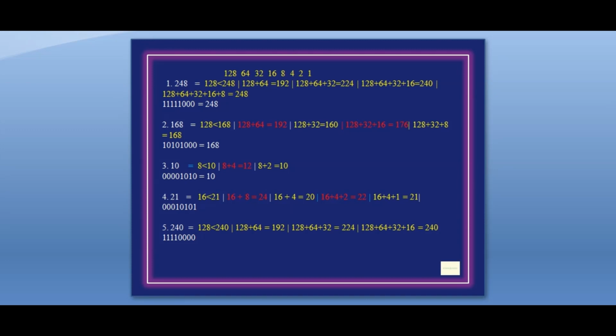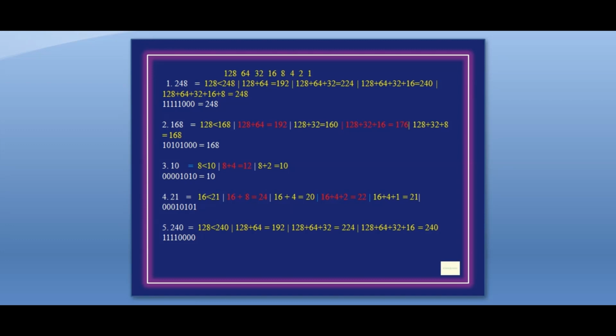16 plus 4 plus 2 equals 22, which is greater than 21. Place 0 on 2 and move to the next one, which is 1. 16 plus 4 plus 1 equals 21, which is the number we want. Place the bit value of 1 on 1 and the rest all are zeros. Hence, the binary equivalent we get is 00010101.